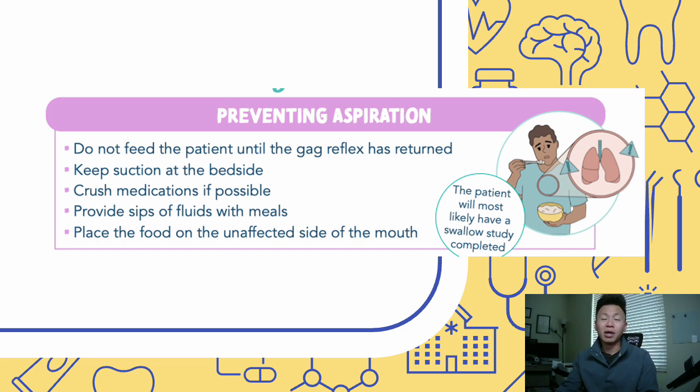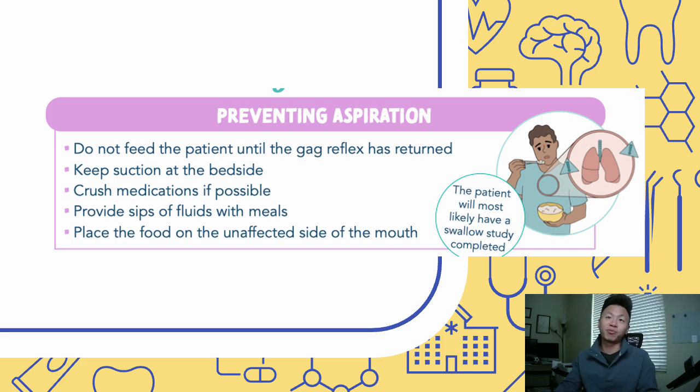What happens then? With that facial drooping, one side is going to have a lot of trouble swallowing over the other. So don't feed your patient unless they have a gag reflex. That's key there. We've got to have suction at bedside. Make sure that if the patient does aspirate, we have something to intervene with.